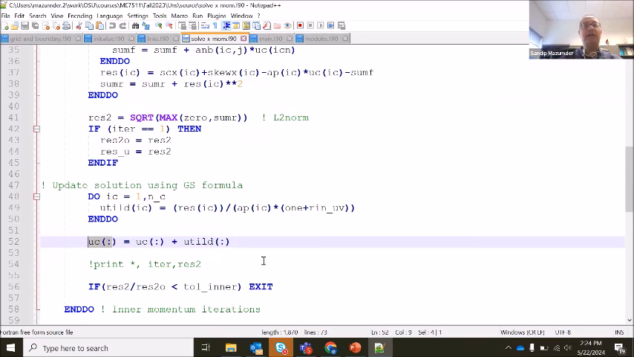In the next lecture, I'm going to actually talk about how to use the pressure-weighted interpolation method to calculate face velocities, because we need face velocities to compute mass imbalance, because the mass imbalance is the source term for the pressure correction equation, which is, again, something I'm going to talk about in the next lecture.